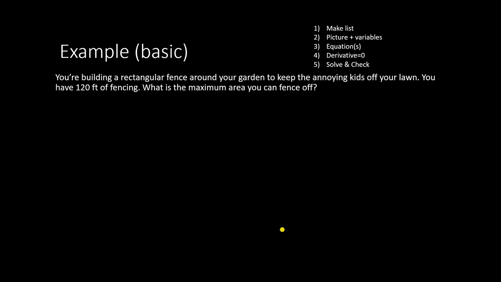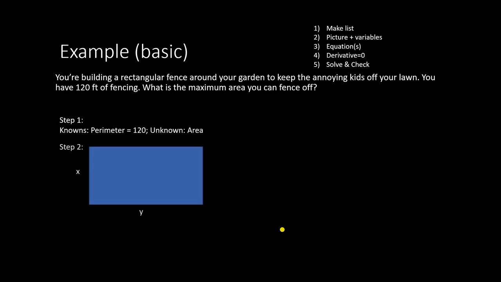Okay, so first, we'll make a list of the knowns and unknowns. We know that the perimeter is 120. That's it. Our unknown is the area. Next, a picture. So it's a rectangle because it's a rectangular fence, and our sides are x and y. X is the width, and y is the length.